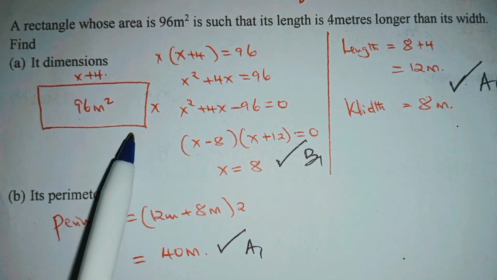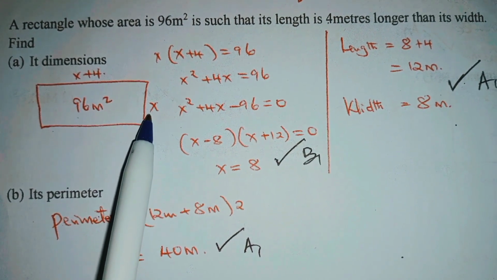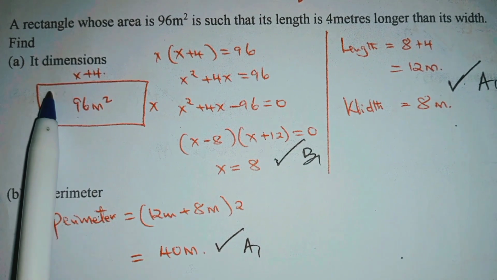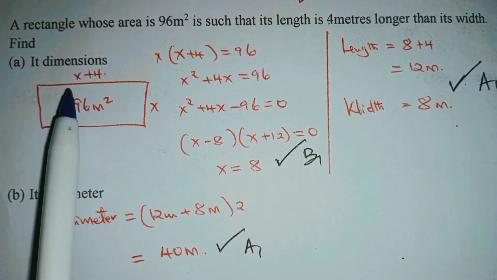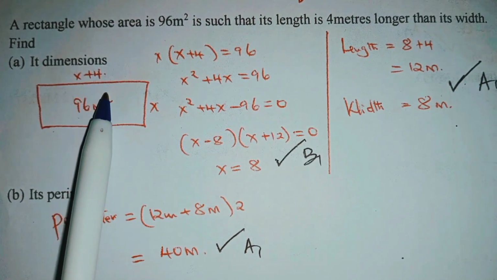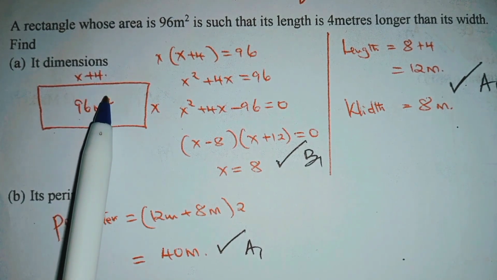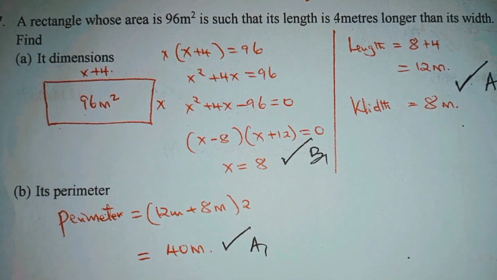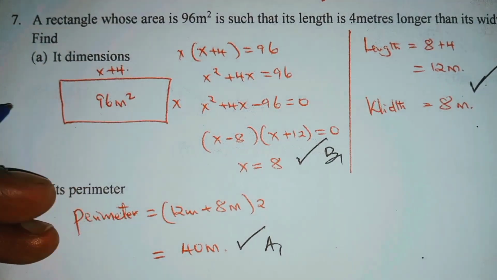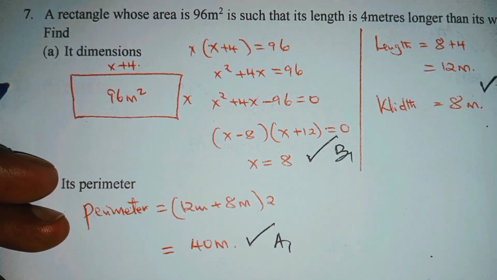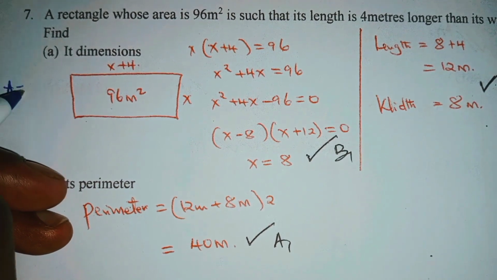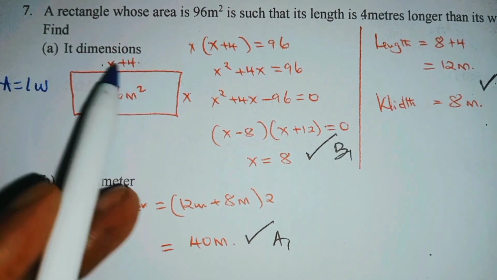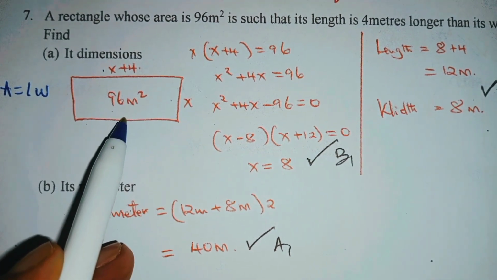So we let the width be any number. Here I have let it be x. Since the length is 4 meters longer, it means the length is x plus 4. Now we make use of the formula for the area of a rectangle, which is length times width. So we multiply length times width and equate it with this area as shown.